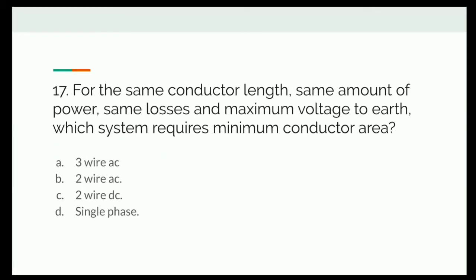Next question. For the same conductor length, same amount of power, same losses and maximum voltage to earth, which system requires minimum conductor area? Option A, 3-wire AC; B, 2-wire AC; C, 2-wire DC; D, single phase. And the correct answer is 3-wire AC.